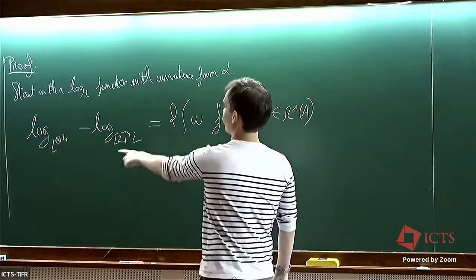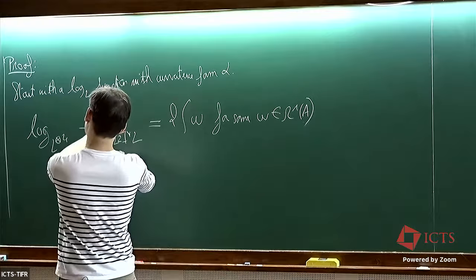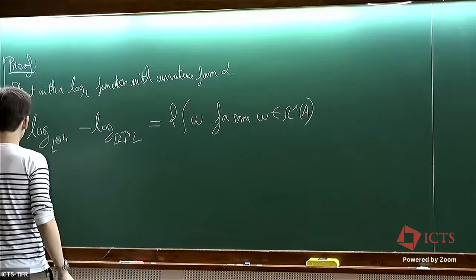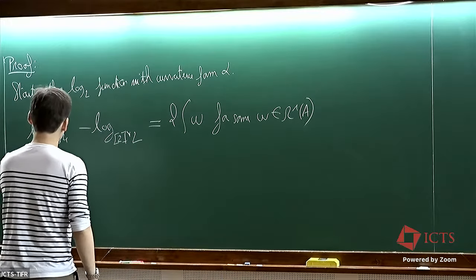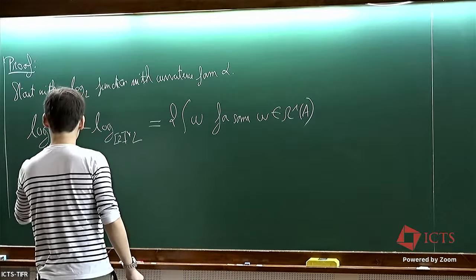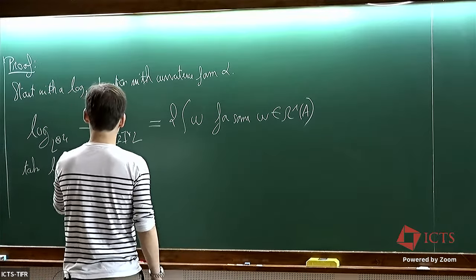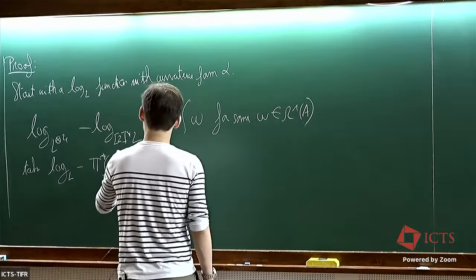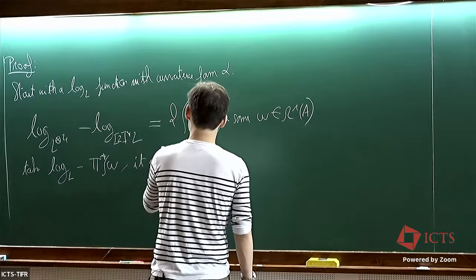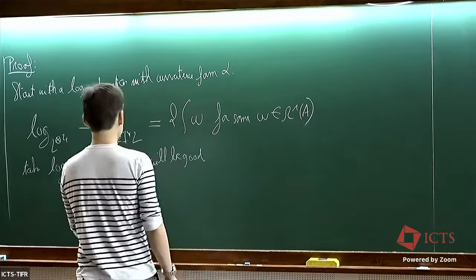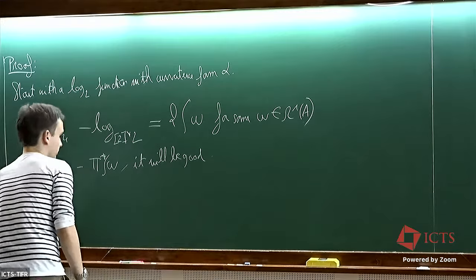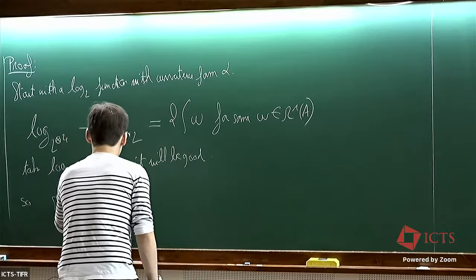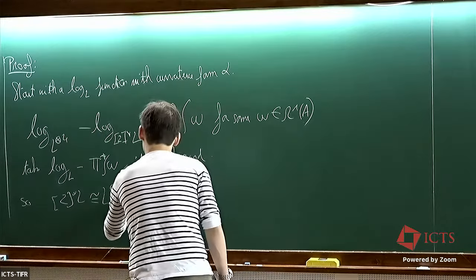So you have almost something that you want to be 0, right? You want it to be equal, but you have an isometry, but this is just twice omega. So you just take log L minus pi star integral of omega. It will be good. So what I mean is that 2 star L isomorphic to L4 is an isometry.